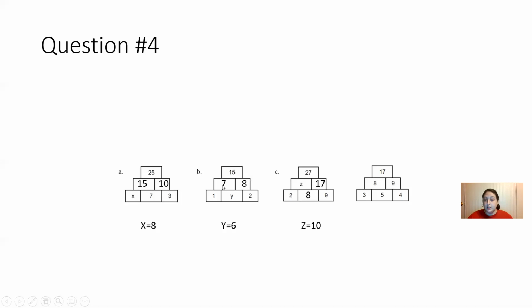All right, and so some more questions that you might have would be, could there be more than one answer to each of these? And the answer is no, because you're needing the numbers below to add up to equal this, and these two numbers to equal this number on top. So there's no way you could have more than one answer.